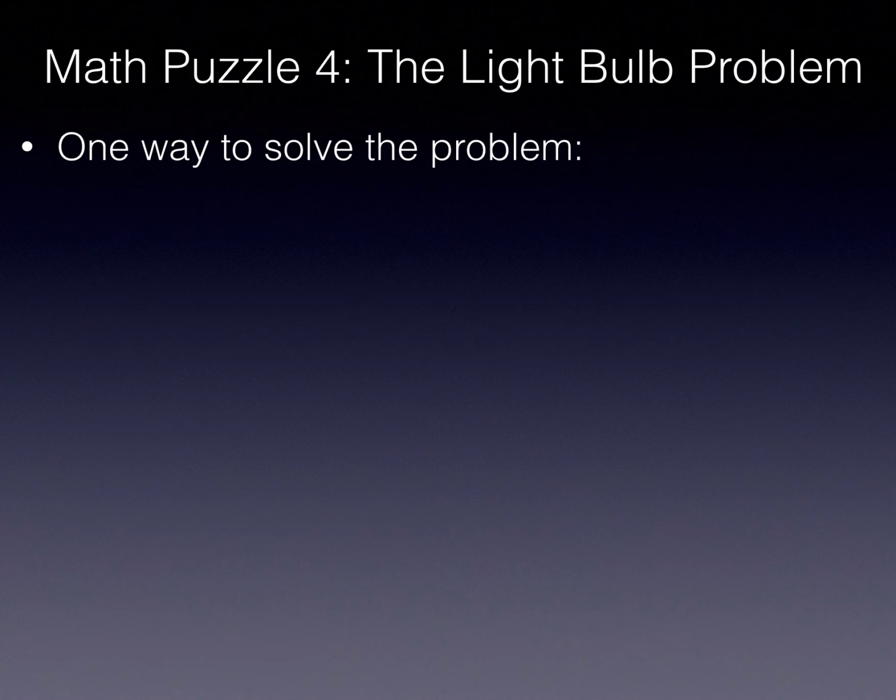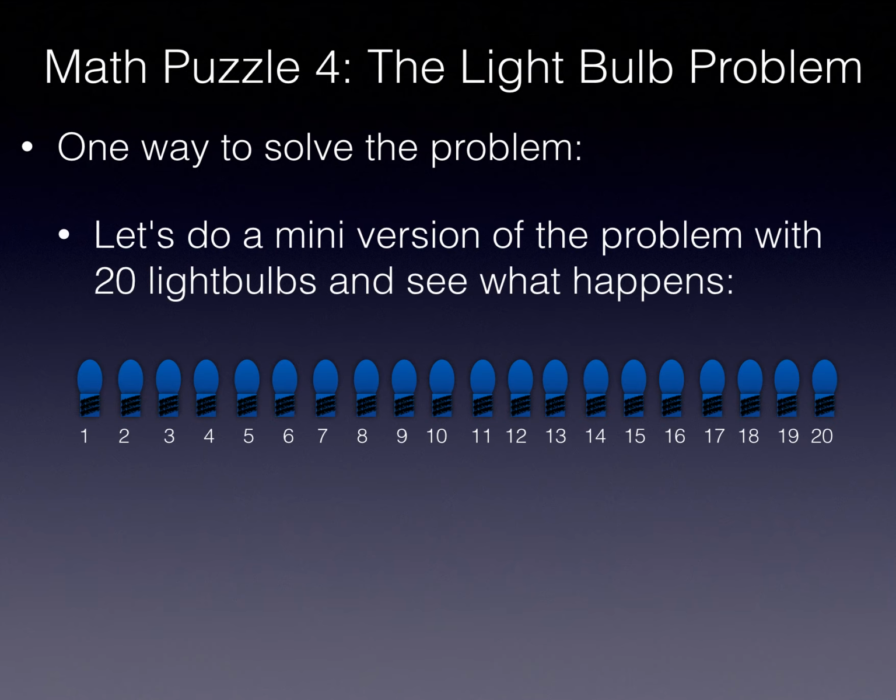Okay, so here's one way to solve the problem. And there's a lot of different ways to do it. You could do it on a computer, for example, or you could do it with Excel. But one way to solve the problem without any of that fancy stuff is to do a little mini version of the problem. So that's what I'm going to do. We're going to do a little mini version of the problem with 20 light bulbs and see what happens. And then we'll extrapolate that out to 10,000 light bulbs.